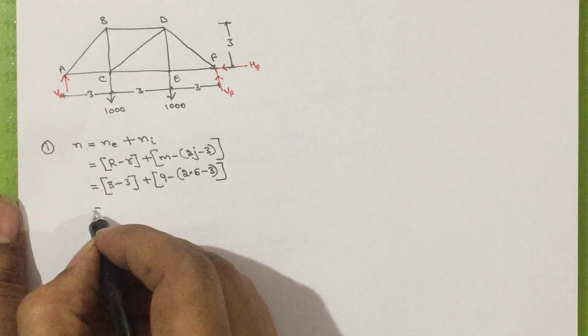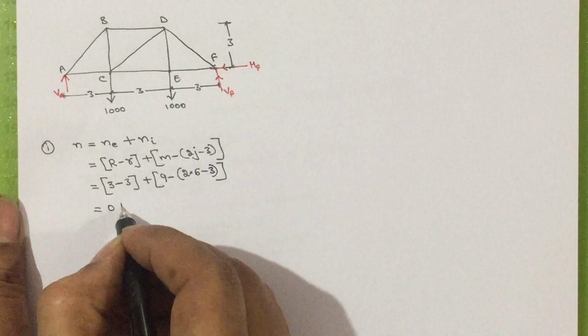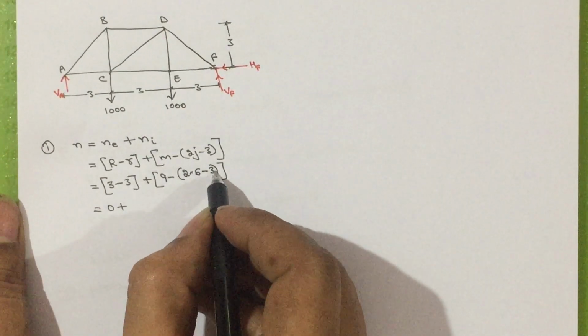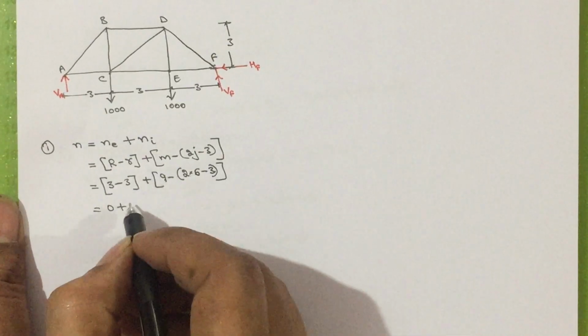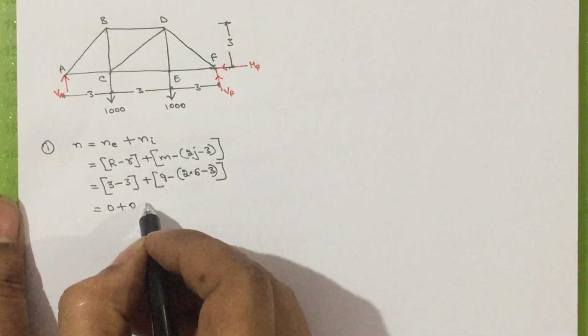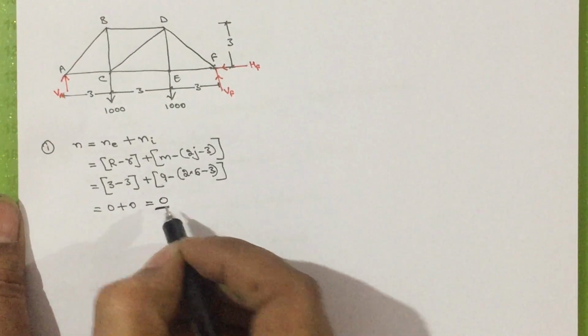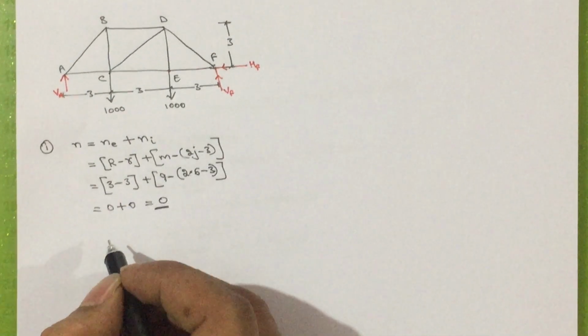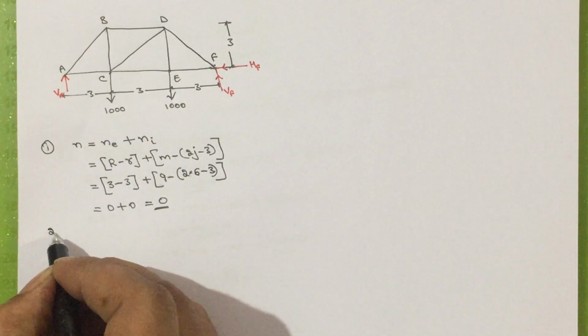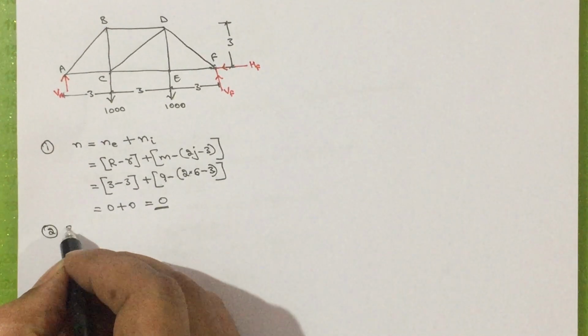So, calculate: 3 minus 3 is 0, plus 9 minus 2 into 6, 12, 12 minus 3 is 9. So, 9 minus 9 becomes 0. So, the answer is 0. We can say that it is statically determinate. And then go to the next step, that is the support reactions.